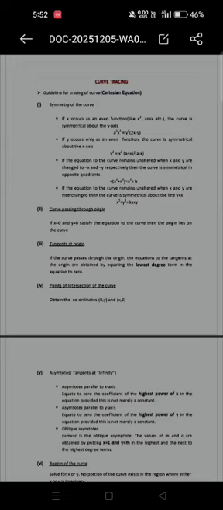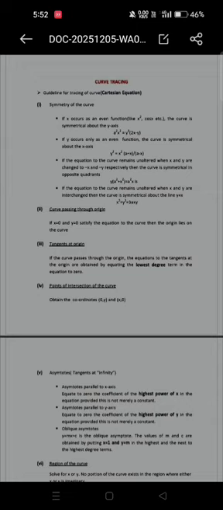Then our second point is whether the curve passes through the origin or not. If x equal to 0 and y equal to 0 satisfies the equation of the curve, then the origin lies on the curve. Then third point is tangent at origin. If the curve passes through the origin, the equations of the tangent at the origin are obtained by equating the lowest degree term in the equation to 0.